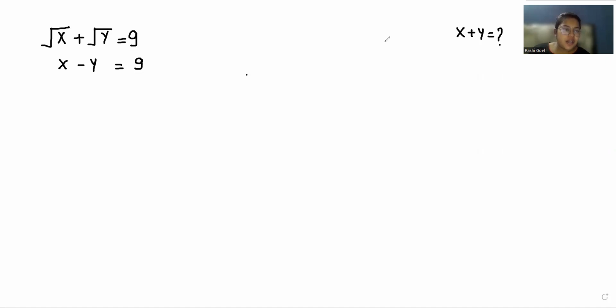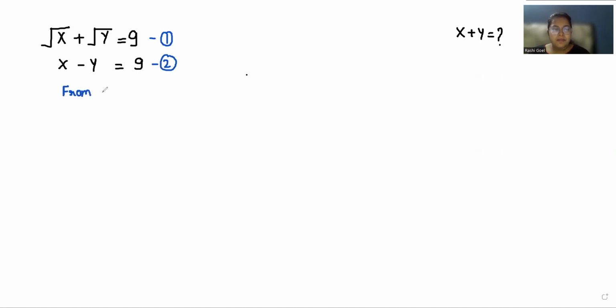My name is Rashi Goel, and in this video we are going to solve: square root of x plus square root of y is 9, and x minus y is also 9, and we have to find the value of x plus y. So let's start with today's video solution. First, I'm considering this as equation number 1 and this as equation number 2.